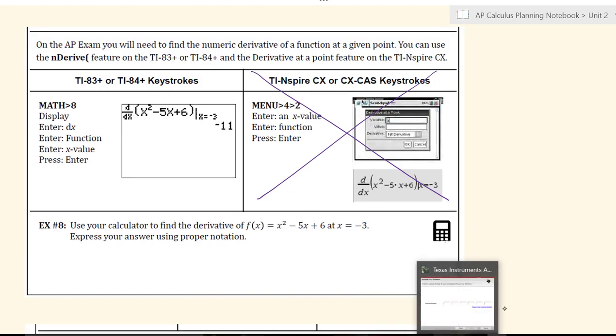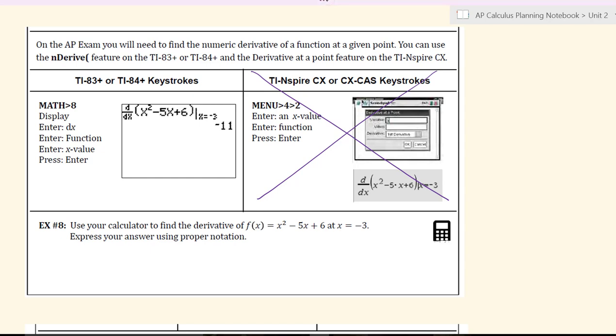I'm still waiting on my product key to get my calculator running on my computer, so we will go over this in class on Tuesday.